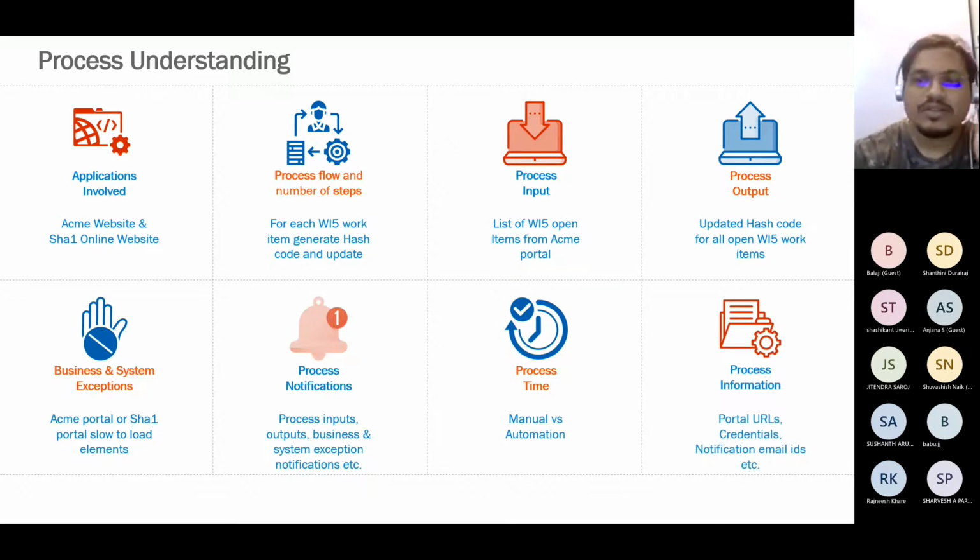And the last is process information. You will need all the data. What is the URL that you are logging in to? What is the username and password? What are the notification email IDs, and all these things? When you get information about all of these parameters and you document that, that is where your process understanding is completed. Understood, everyone?